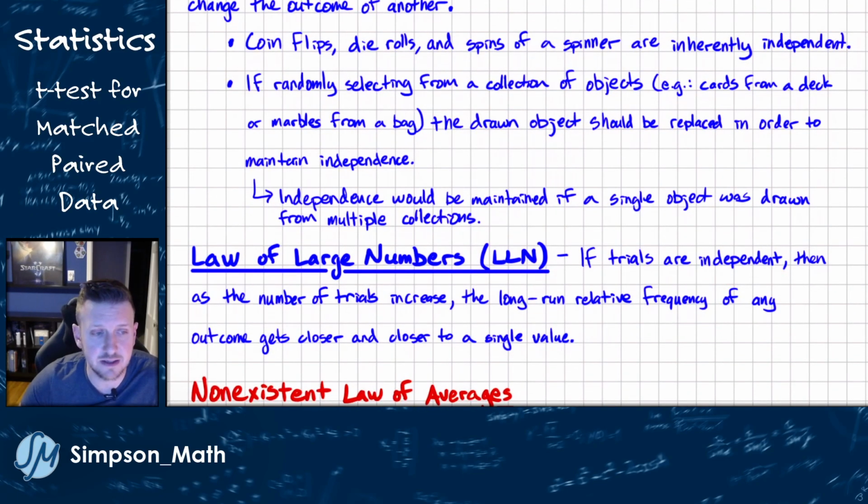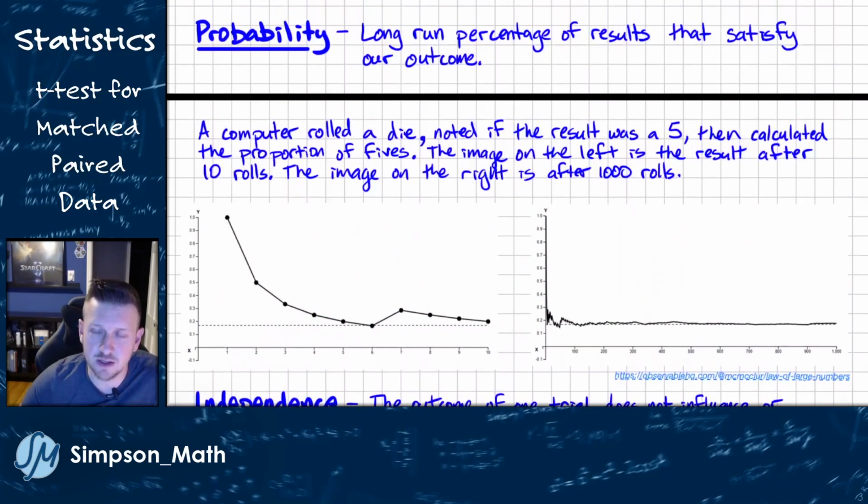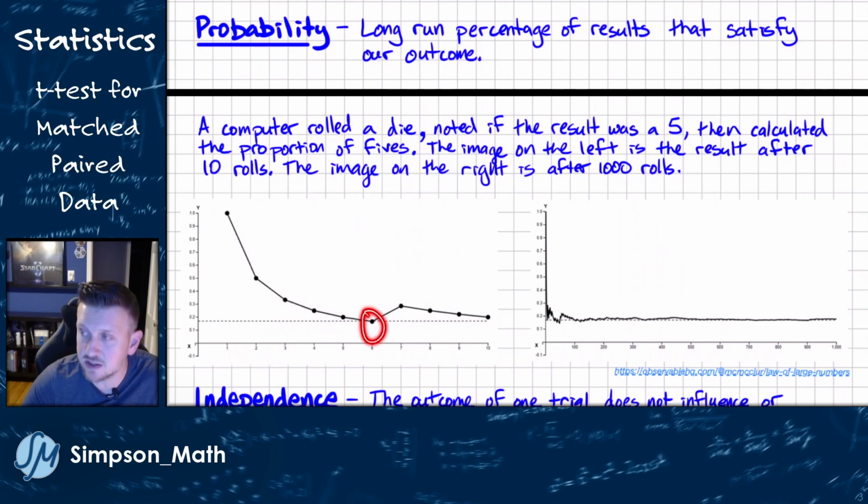If trials are independent, then as the number of trials increase, the long run relative frequency of any outcome gets closer and closer to a single value. That single value is what we're calling this probability. So that's what's happening here. This proportion here, so after six die rolls, I had 1 out of 6 fives, and so that was that relative proportion.